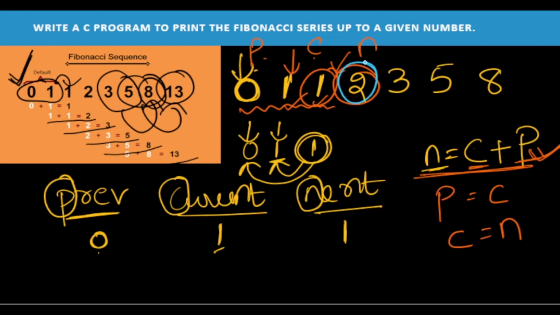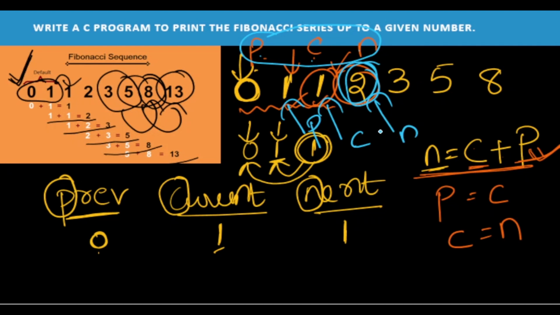For 2, what is the current value? 1. For 2, what is the previous value? This one, right? For 2, what is 2? This is next value. I need to arrange like this. But how is it? Like this, right? PCN. Previous, current, next. But I want to update like this way. How to do this update?